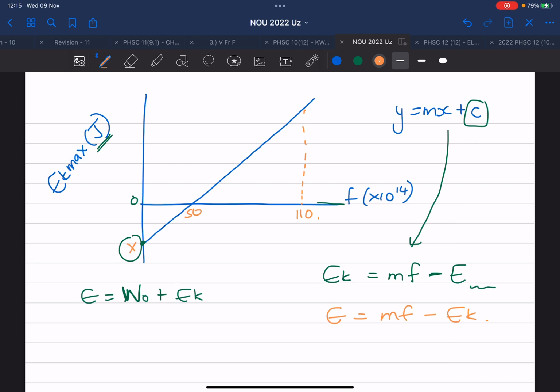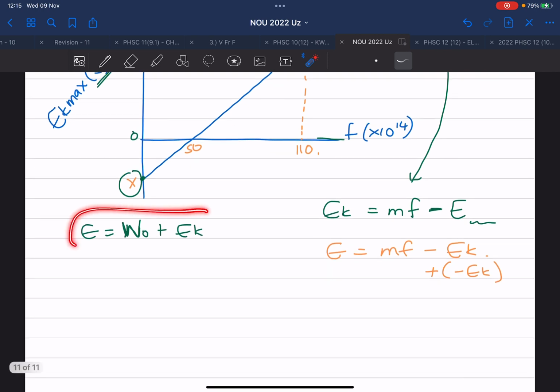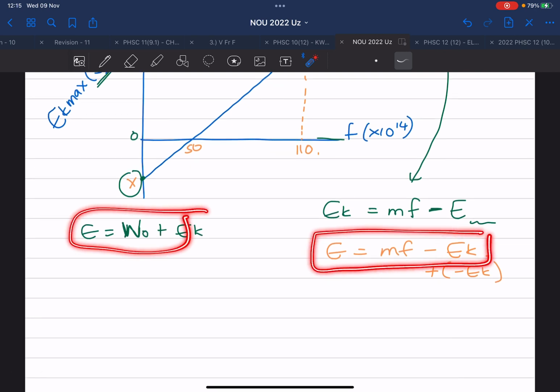So we're going to say minus EK. Do you understand? Ah, plus minus EK. So we're just going to put a negative in front of the number. Okay. Good. But can you agree that this looks similar to this?